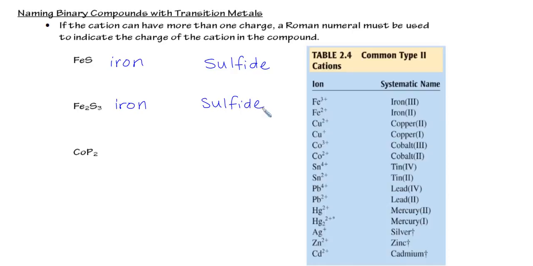But if I notice that the first element is in the transition group, I will need a Roman numeral. There are two different forms of iron sulfide. If somebody tells me to go in the lab and grab some iron sulfide, I would say, what bottle? They're going to have compounds with very different properties. So we need to be specific when dealing with these metals that can have multiple charges.